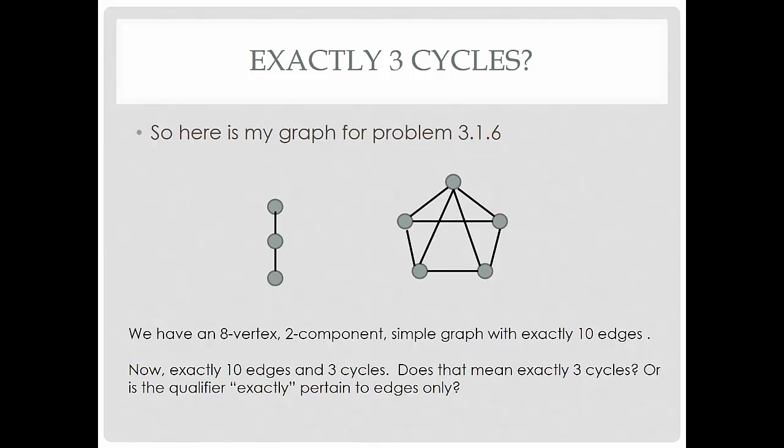So what do you think? Do you think when the author said exactly 10 edges and 3 cycles, the exactly was supposed to go to both the number of edges and the number of cycles, or just the number of edges, and then you could have 3 or more cycles?